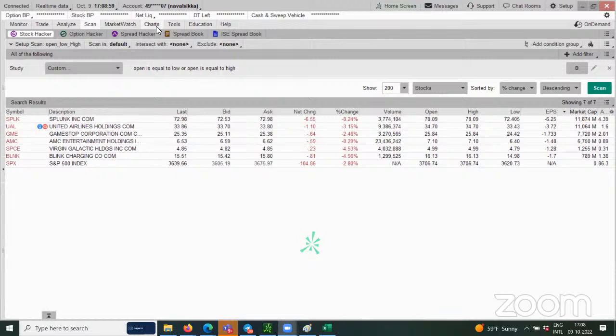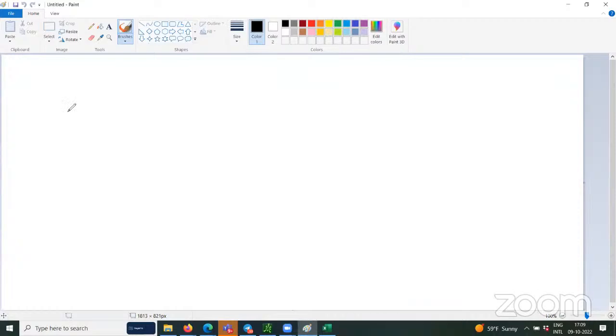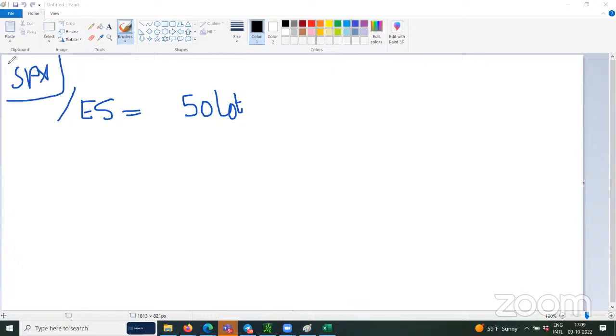Futures. So futures, I'll go back to the whiteboard again. We have futures, which is known as ES. It is a 50 lot size. It is a derivative of index SPX. SPX is a constituent of 500 stocks. ES is not a constituent of 500 stocks. ES is an indicator that yes, I am a future, which on expiry will become the derivative.